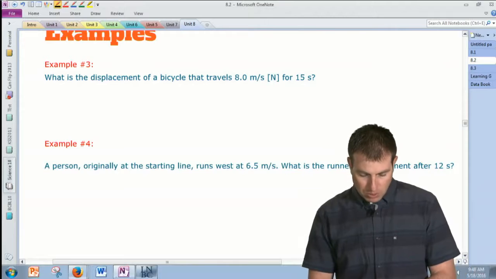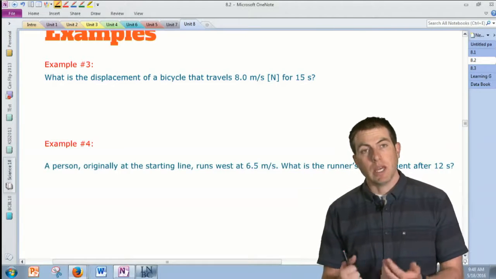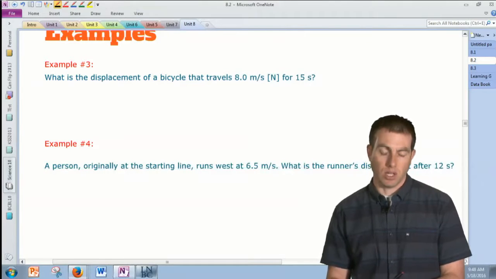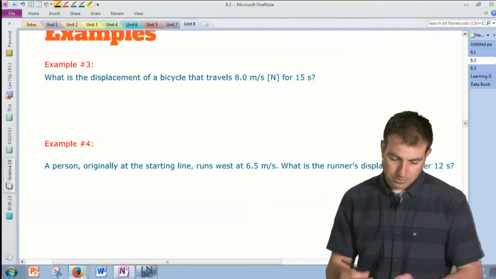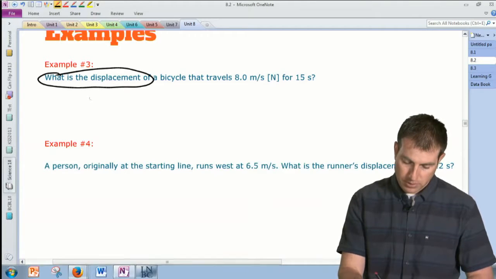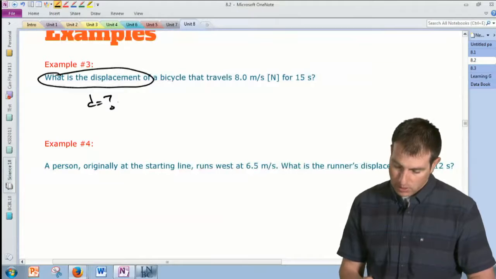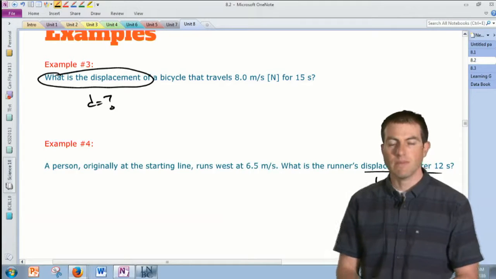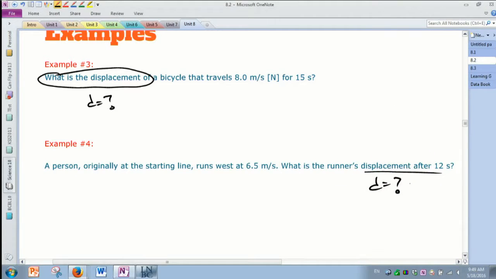These next couple questions are the same types of questions, the exact same process, except they're not asking for the average velocity. They're now asking for, in this question here, what is the displacement? So you're looking for d. And what is the runner's displacement for the third and fourth example? So you're asked to find the displacement.